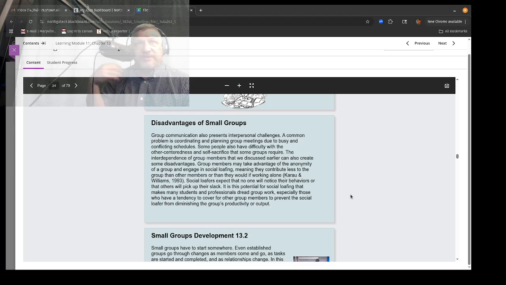Certain group members may take advantage of the anonymity of the group and engage in social loafing, and we'll talk more about social loafing later in the chapter, but that means just being lazy, right? They contribute less than the rest of the members of the group, or even far less than they would if they were working alone. Social loafers expect that no one will notice their behaviors or that others will pick up their slack. And unfortunately, that's one of those disadvantages of small groups.